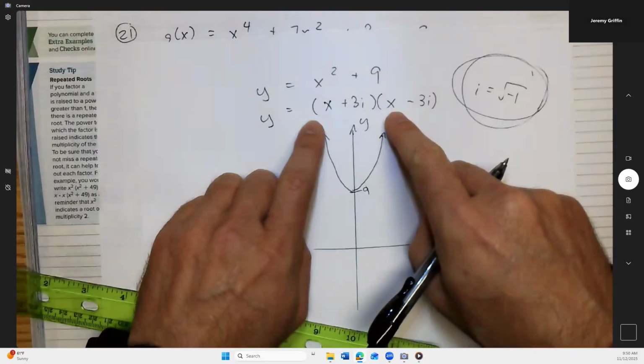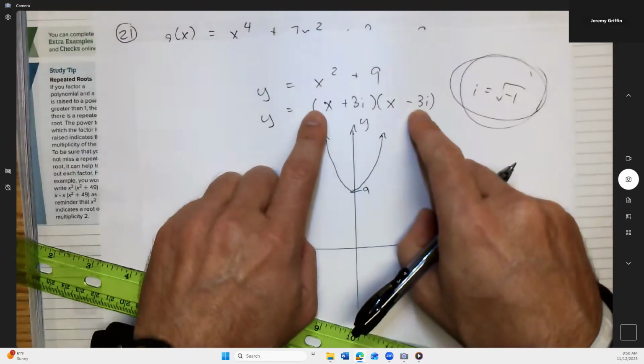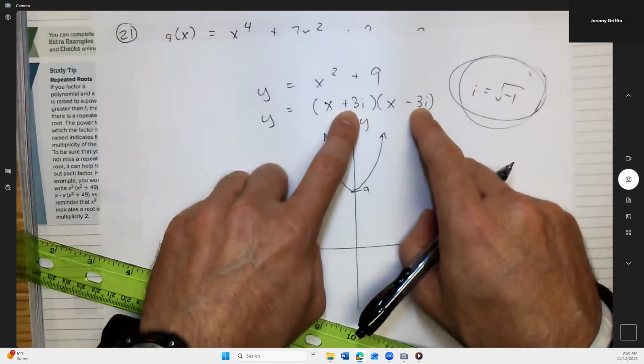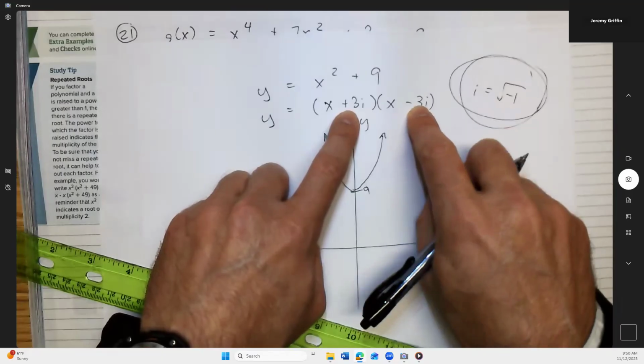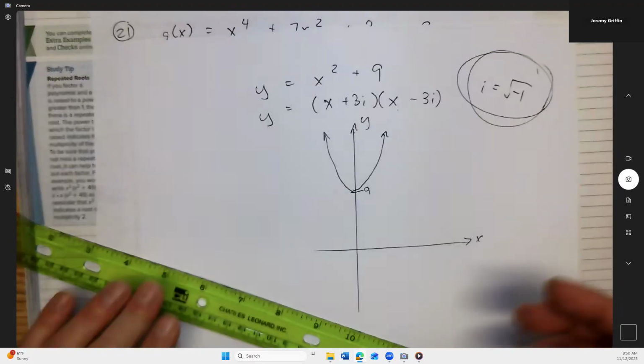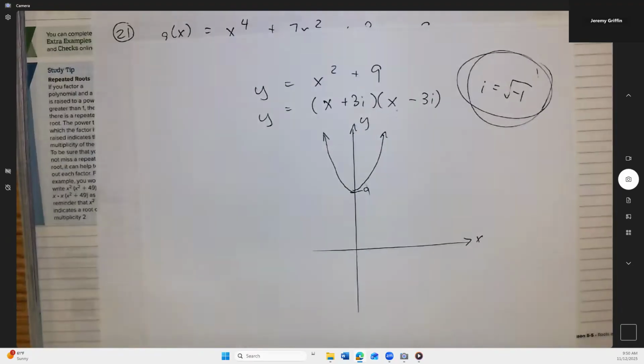So here, if you FOIL this out, x times x is x squared, bing, outside, inside cancel out. And then 3i times negative 3i is negative 9i squared, but i squared is -1, so that brings you back to positive 9. Right, so that's how it factors. Okay, so there are 2 zeros. They're just both imaginary. Okay, that's it.